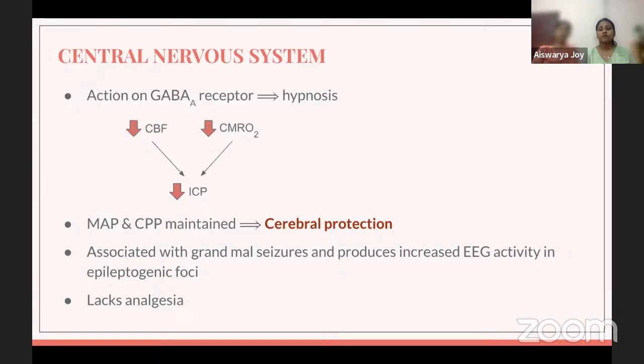There is a reduction of cerebral blood flow by about 35%, and a reduction in cerebral metabolic rate of oxygen by about 45%, and it causes a decrease in ICP. Both mean arterial pressure and cerebral perfusion pressure are also maintained, so it gives us cerebral protection. It is associated with grand mal seizures and produces increased EEG activity in epileptogenic foci, and it lacks analgesia.